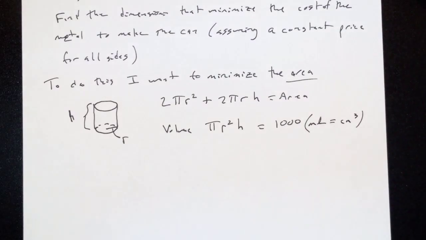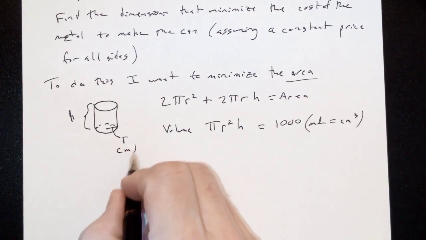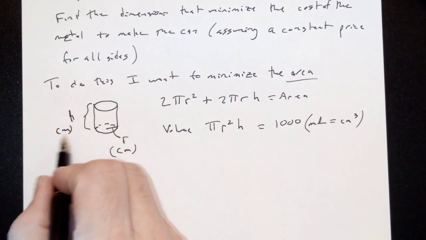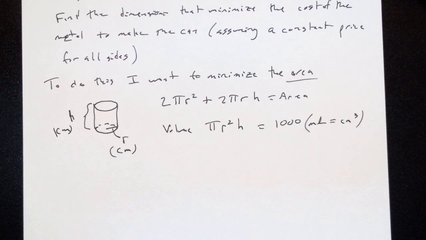A milliliter is a cubic centimeter. So if I set this up, then I know that R and H are in centimeters. Now look at the formula for area. The formula for area has R squared and RH. That's going to give me square centimeters. Good. That's a measure of area.